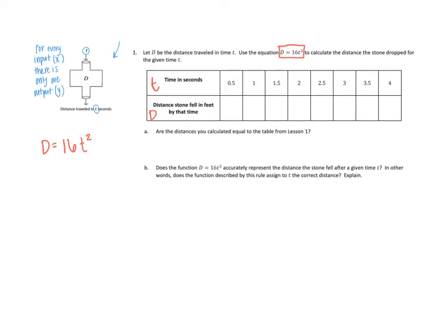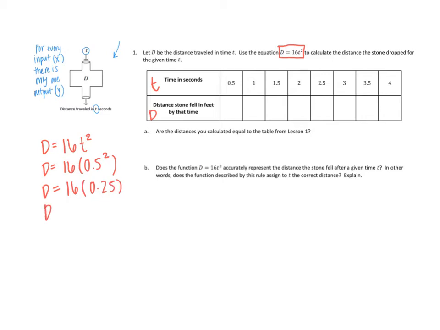So we have 0.5 for our first t. So the distance equals 16 times 0.5 squared. Okay, so we're just going to solve that really quickly. 0.5 squared is the same as, well, 0.5 times 0.5. I'll do that in my calculator real quick. I got 0.25.